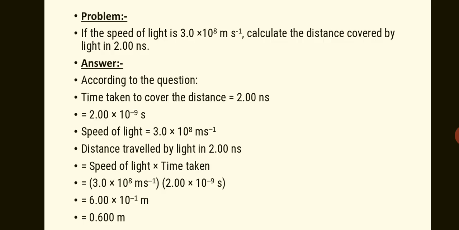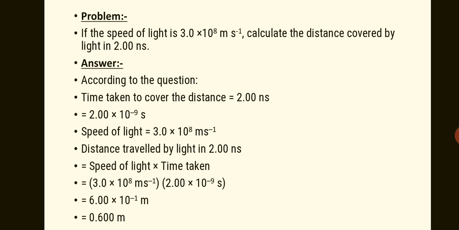There is one more problem. See the statement: if the speed of light is 3.0 into 10 raised to power 8 meter per second, calculate the distance covered by light in 2 nanosecond. ns means nanosecond. The time taken to cover the distance is given as 2 nanosecond. So first of all we will convert nanosecond into second. It becomes 2.00 into 10 raised to power minus 9 second. So small n, nano, is replaced by 10 raised to power minus 9.